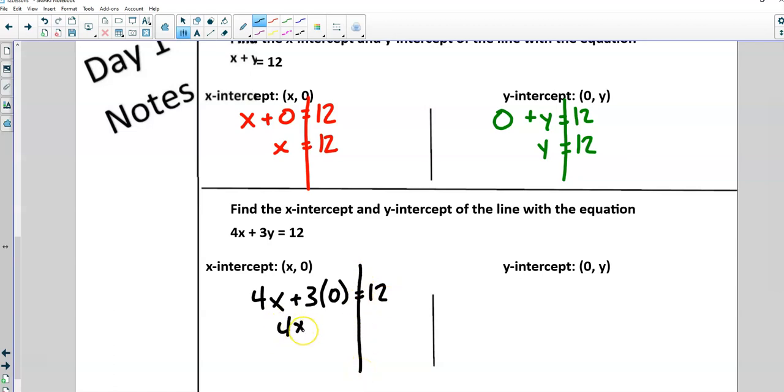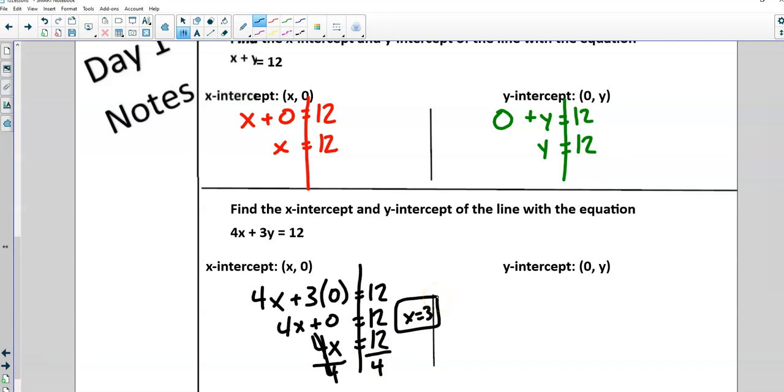So 4x plus 3 times 0 is 0, equals 12. I don't have to add 0 or subtract 0, that doesn't do anything, so the 0 just goes away. I'm left with 4x equals 12. And then our last step, like most of the time, is to divide. Divide by 4, divide by 4. We figure out x is 3.